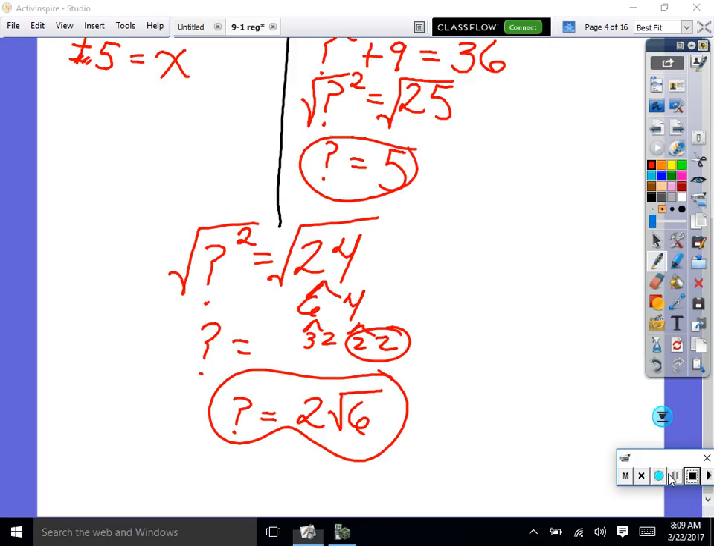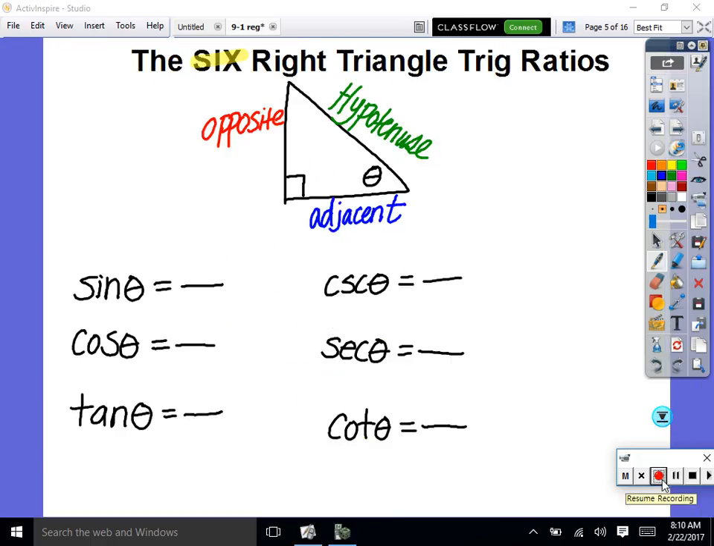Okay, I'm going to push pause. Pretty good. All right, okay, now to the 6 right triangle trig ratios. These are the 6 trig ratios you can only use if you have a right triangle. So everybody look up here and understand. This is really important that you understand this. Given a right triangle and an angle theta. Now I put angle theta down here in this triangle.